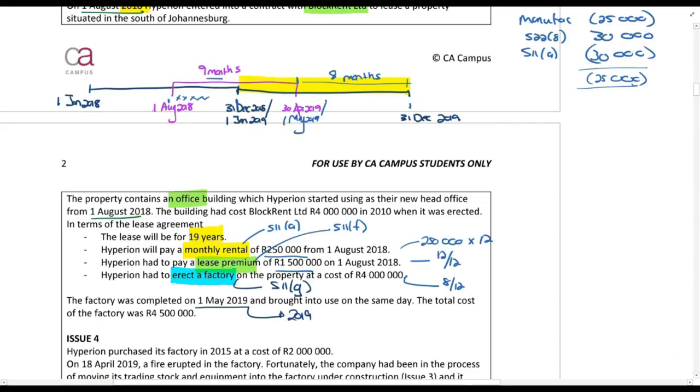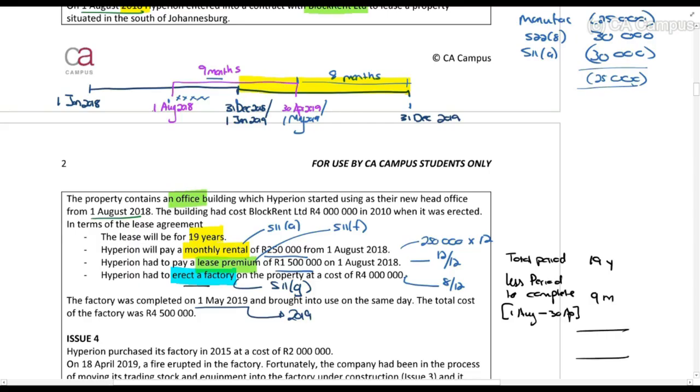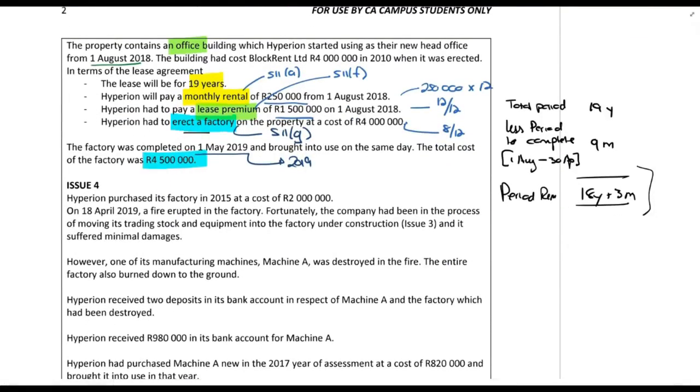Now remember, when we do the leasehold improvement, we have to take into account what is the period of the lease. The total period is 19 years, less the period to complete, which is 1 August to 30 April. That's 9 months. Leaves us with 18 years plus 3 months period remaining. Now remember, we are going to calculate the leasehold improvement over that period. This 4.5 million rands over here is, we could only spend 4 million rands, we spent 4.5 million rands, so we'll claim the excess there under section 13.